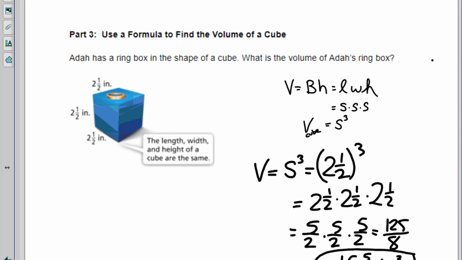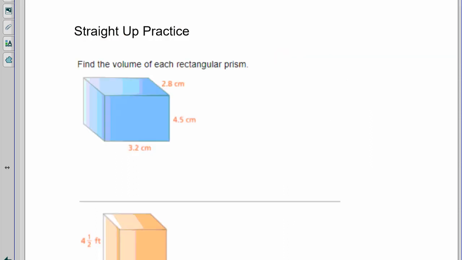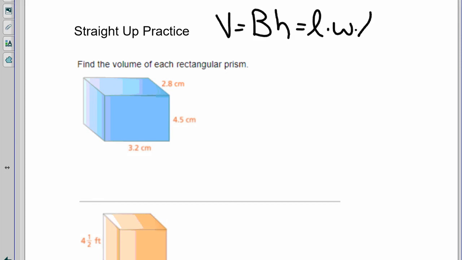Cubed. All right, we got some straight up practice here. Again, pick your own poison. Volume is either the area of the base times the height, or length times width times height. Doesn't matter which you use. You're still multiplying the same numbers the same way. Get some volumes. Make sure your units are cubic units, right? This is going to be centimeters cubed. This is going to be feet cubed or cubic feet. And give it a shot. We'll talk about it in class.